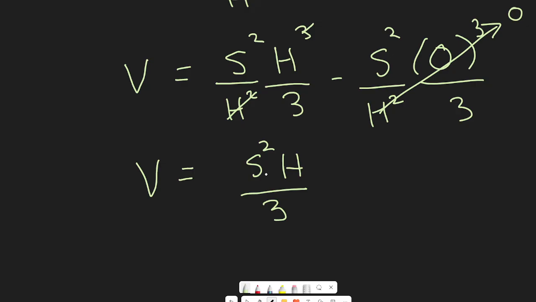And if you did read before in your class or anywhere, you know that the volume of a square pyramid is S squared uppercase H divided by 3, or this is also equal to 1 over 3 S squared H. So that is how you derive the volume of a square pyramid. Thank you.